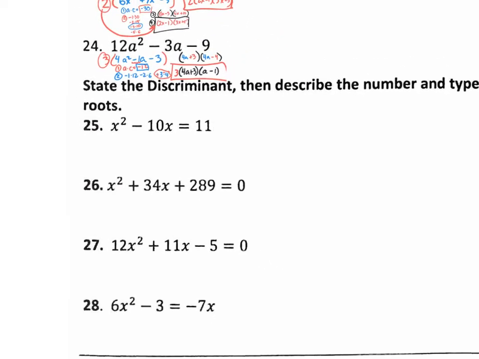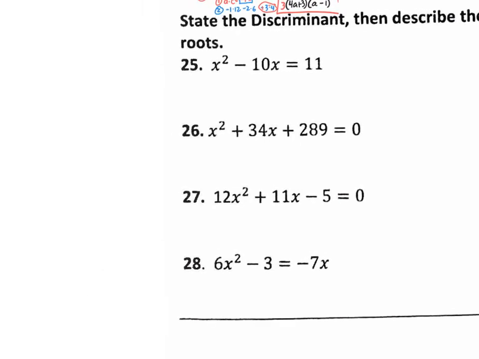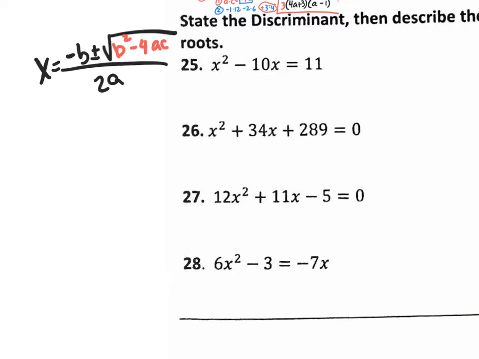Moving on to 25. So number 25, they want you to state the discriminant. If you forgot what the discriminant is, it's simply the value inside the square root of the quadratic formula. So you have x equals negative b plus or minus the square root of b squared minus 4ac all divided by 2a. Notice that I put the b squared minus 4ac in red. Why? Because that is the discriminant value. This value tells you a lot.